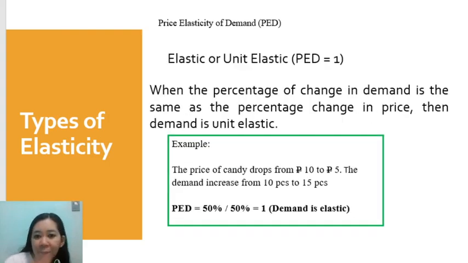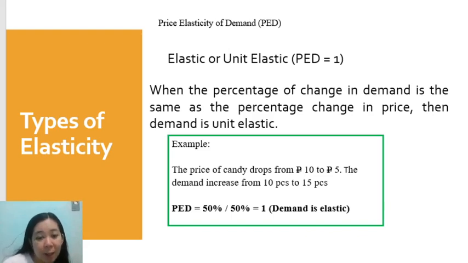Okay. So next, what about if our price elasticity of demand is equal to 1? If that is the case, then this is considered to be unit elastic. When the percentage change in demand is the same as the percentage change in price, then the demand is said to be elastic. So we will use again examples to illustrate.